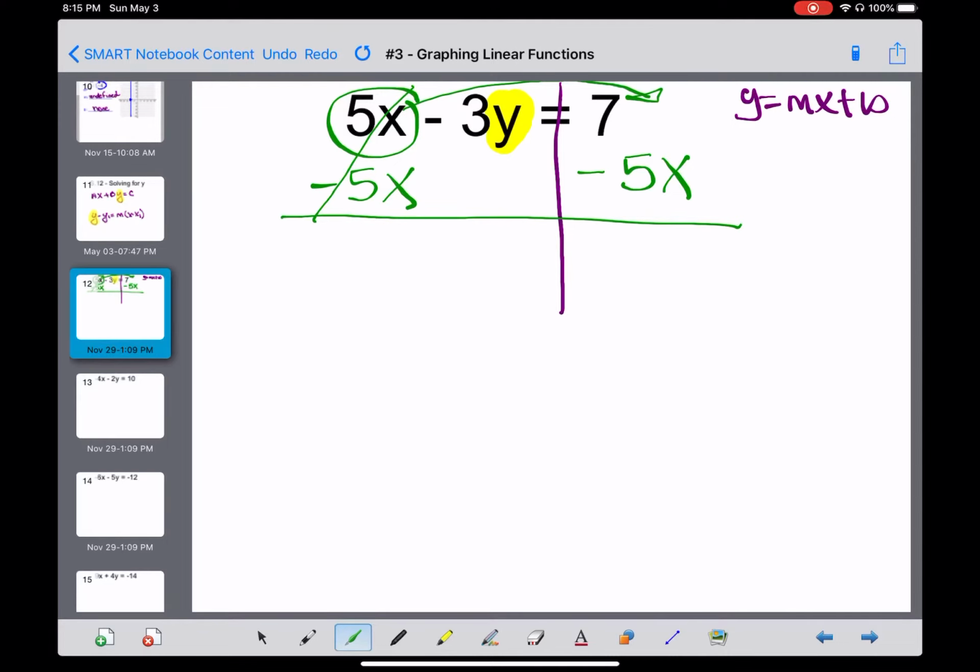As I've been looking at some of your work where you are asking for help, some of you are giving me 2x over here on the right side, and that's a big no-no.